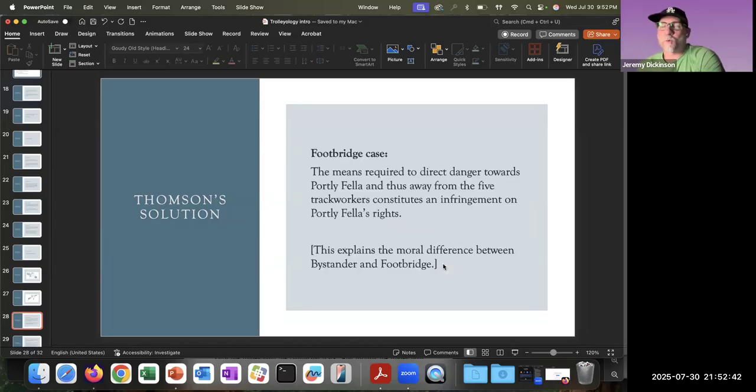So in the footbridge case, the means required to direct danger towards the portly fella and thus away from the five track workers constitutes an infringement on the portly fella's rights. And so this explains the difference between bystander and footbridge. Okay. So in a way, and actually, in 2008 Thomson recognizes that we could set up the trolley problem by thinking about bystander and footbridge, or even original trolley and footbridge. Okay, what's the difference between those cases? Well, this seems to be a very serviceable theory, anyways.